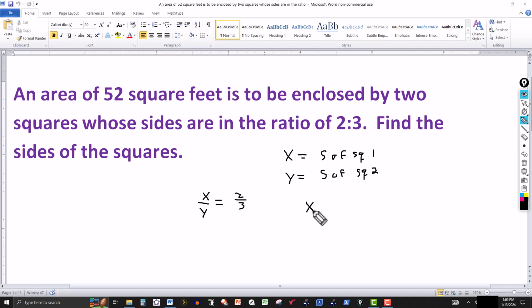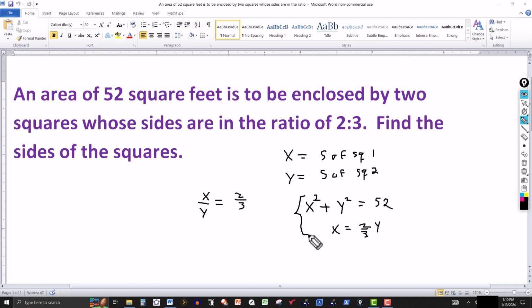The area of a square is the square of the side, whatever it is. So the area of the first square is x squared, the area of the second square is just y squared, and the total is 52. For the ratio, multiply both sides by y, and we get that x is equal to 2/3 y.